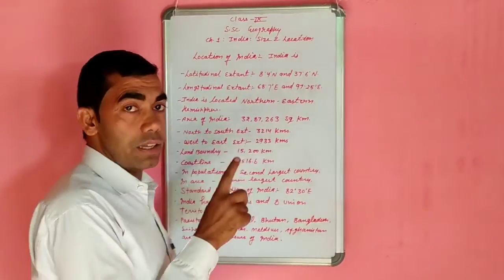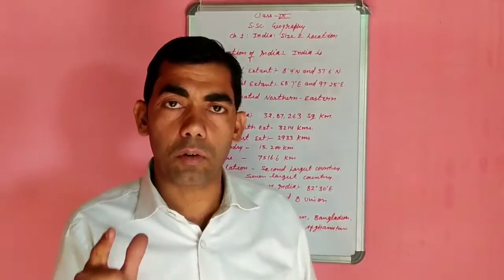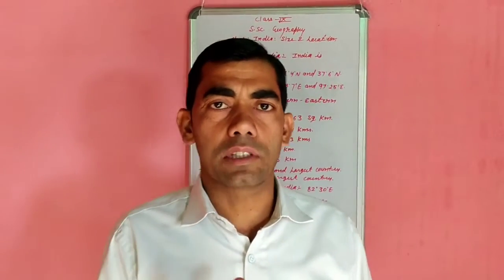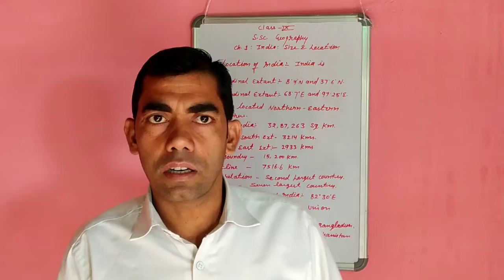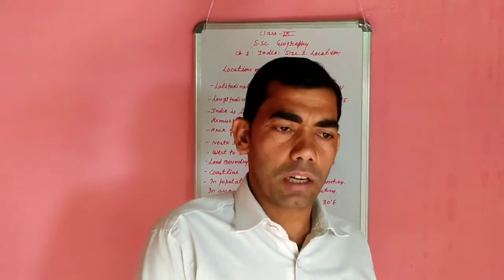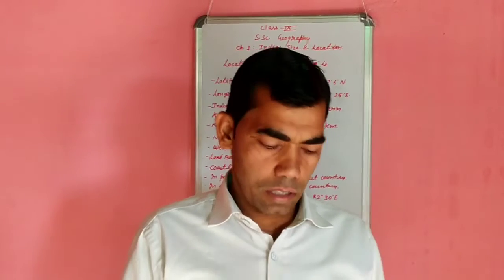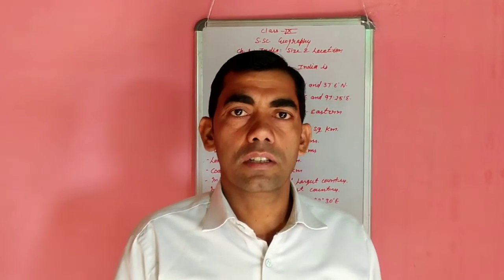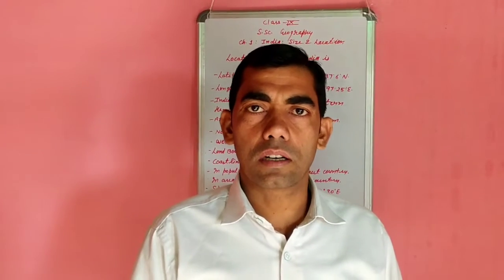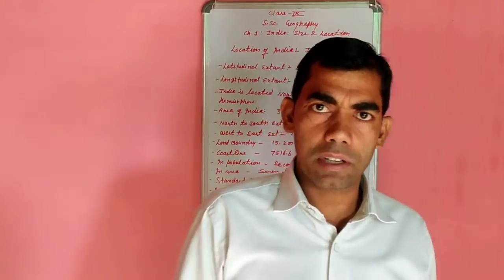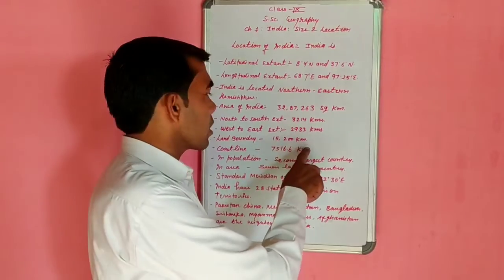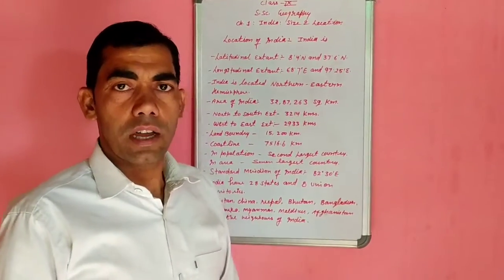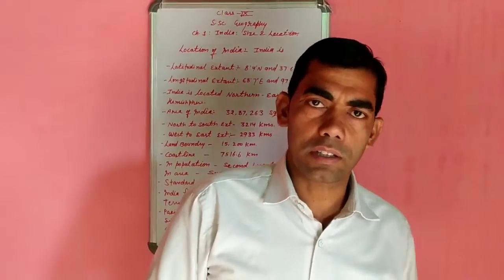Land boundary. The land boundary includes all the LOC, line of control, and borders of India, which include Pakistan, Afghanistan, China, Nepal, Bhutan, Bangladesh, and other countries which have a land boundary. It is 15,200 kilometers. India makes its longest land boundary with Bangladesh, because Bangladesh is covered on four sides by India.